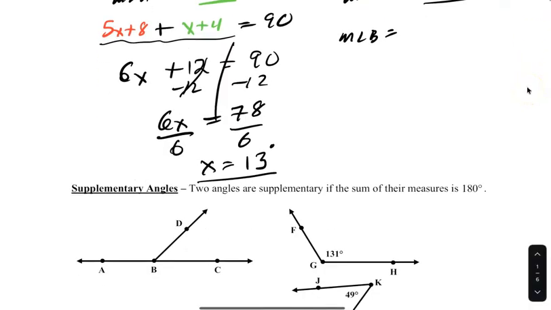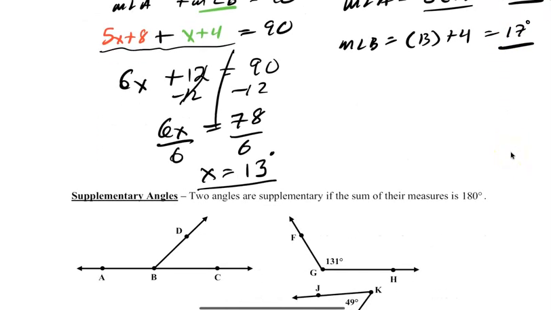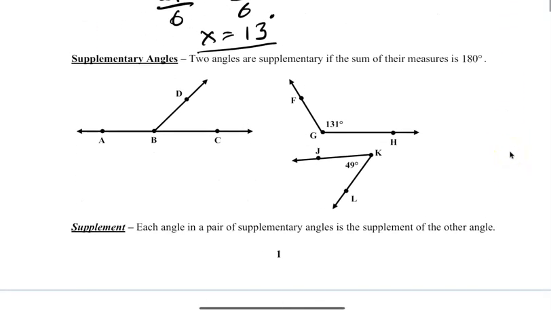But we can also plug in the formula. x, which is 13, plus 4, so I get 17 degrees. So those are my answers. Angle A is 73 degrees, angle B is 17 degrees. And all I was saying is that since they're complementary, if I know what one is, I can find the other one. Just subtract it from 90. Okay, so that's complementary.